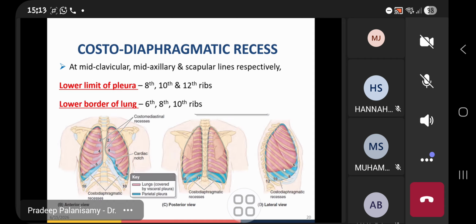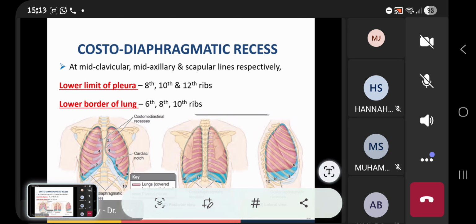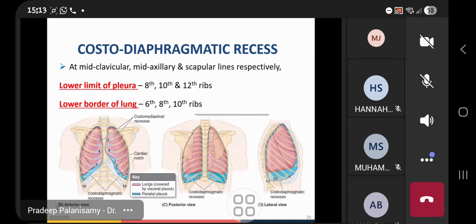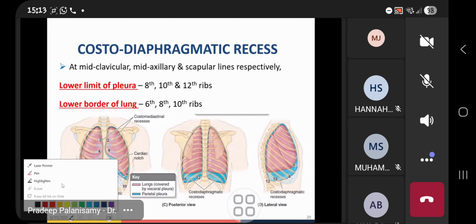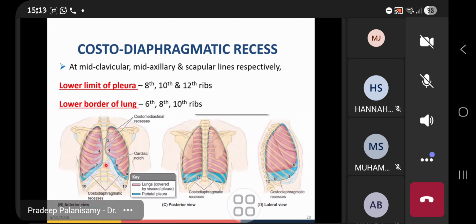Okay, so as you can see in this picture, this is the lower... Can you see the pointer in mine? Or you're not able to see? Yes, now I can show you. So you can see this is the lower border of the lung. This is the lower border of the pleura. So the gap is called the recess.